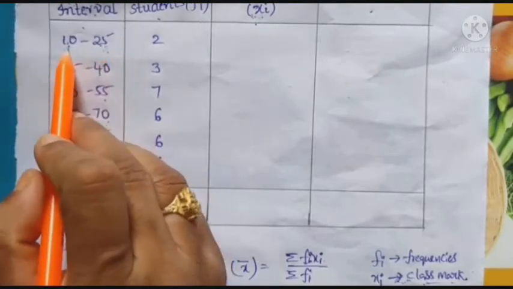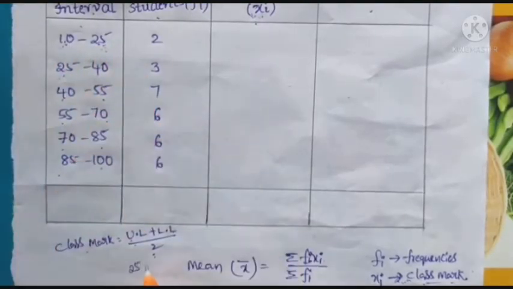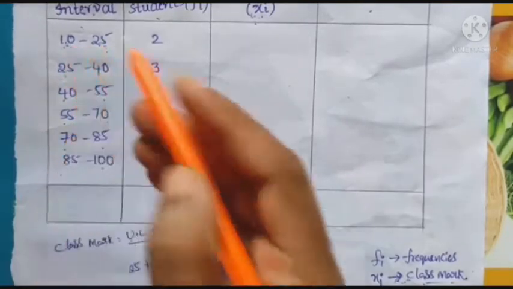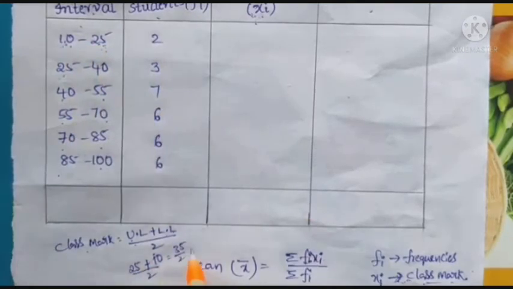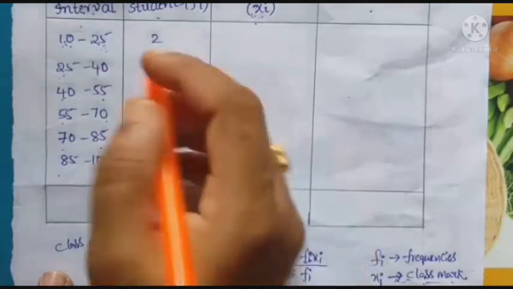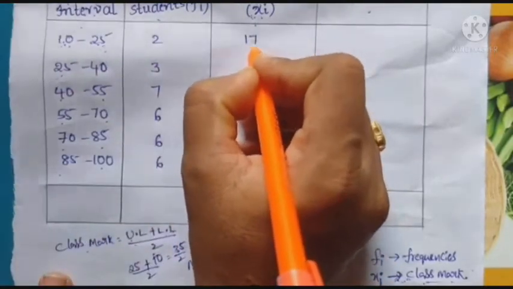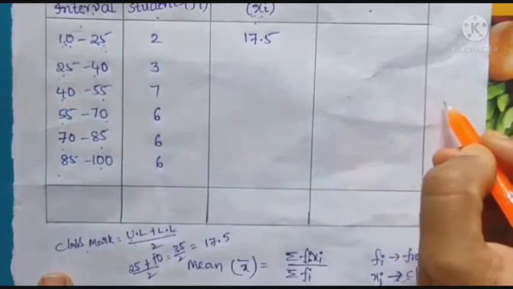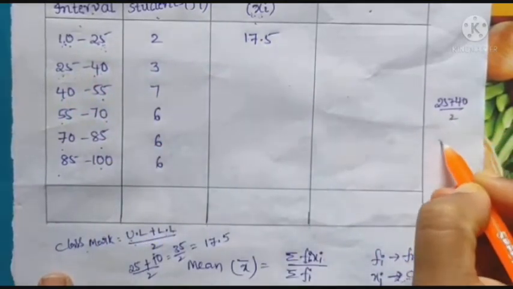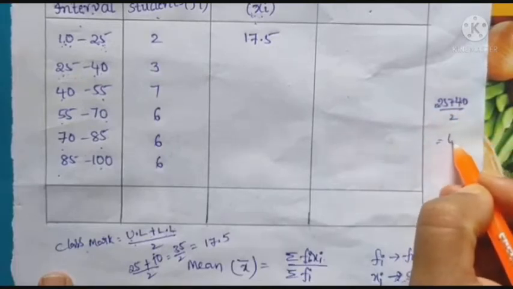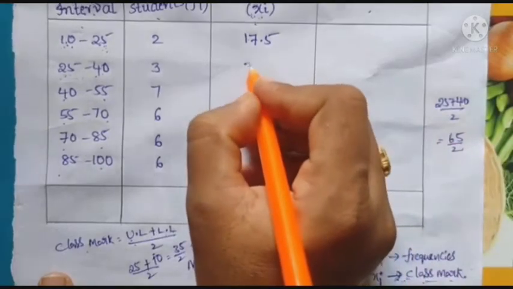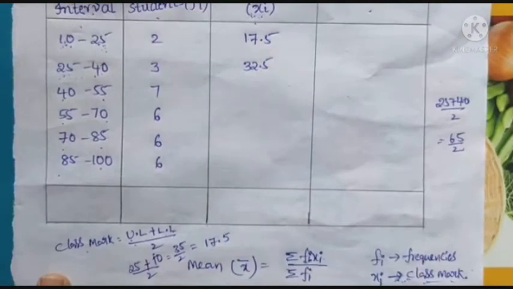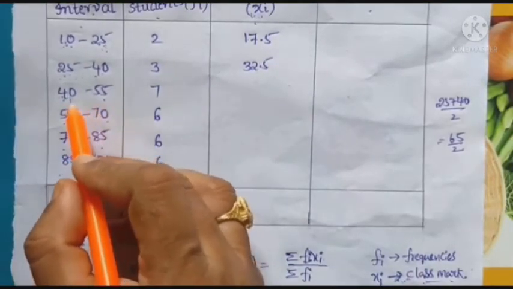Here, class interval 10 to 25. The upper limit is 25 plus the lower limit 10. 25 plus 10 by 2, 35 by 2, is equal to 17.5. So the class mark of 10 to 25 is 17.5. Next class interval 25 to 40. Same: 25 plus 40 by 2. 25 plus 40 is 65, 65 by 2 is 32.5. Next, 40 to 55: the class mark is 40 plus 55 by 2.